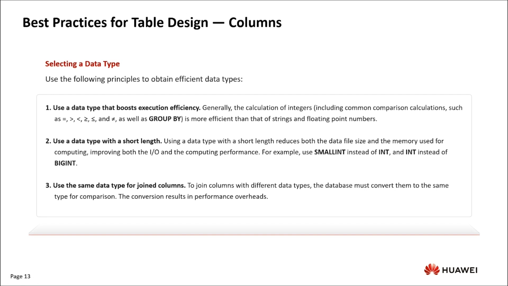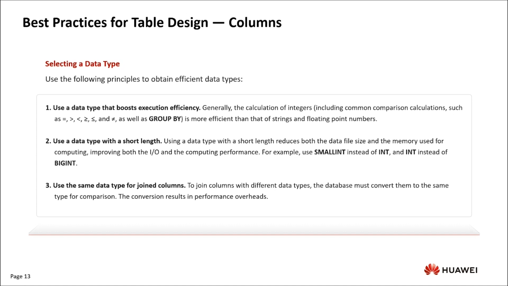And for regular tables, so before that, we were introducing the distributed tables. And now, for regular tables, there are also some design suggestions. The first one is use a data type that boosts execution efficiency. So generally, the calculation of integers is more efficient than that of strings and floating-point numbers. So when we are choosing the data type of a column, if we can choose integers, then it is more appropriate than strings and floating-point numbers.